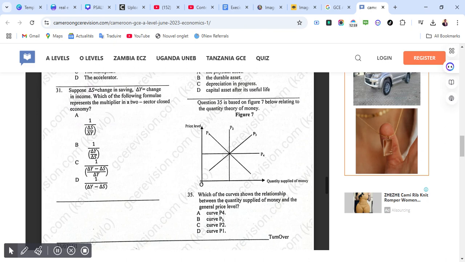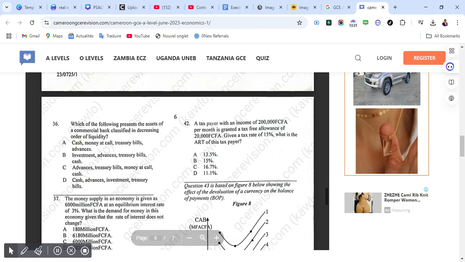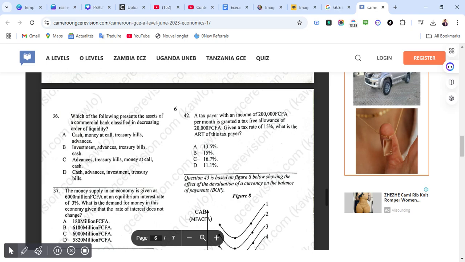Question 35 is based on figure 7 below, relating to the quantity theory of money. Which of the curves shows the relationship between the quantity supplied of money and the general price level? The correct answer is C, curve P2. Curve price 2, okay? Which of the following represents the assets of a commercial bank classified in decreasing order of liquidity? The correct answer for 36 is A, cash, money at call, treasury bills, advances. So the correct answer for 36 is A.